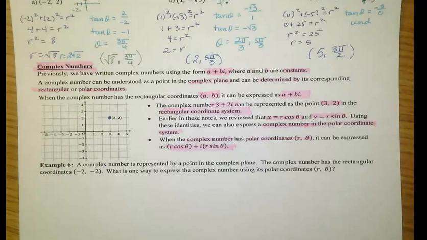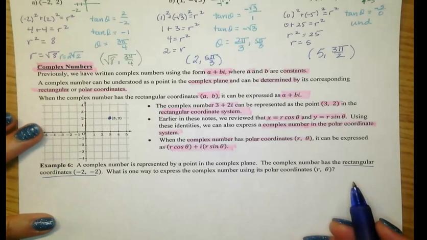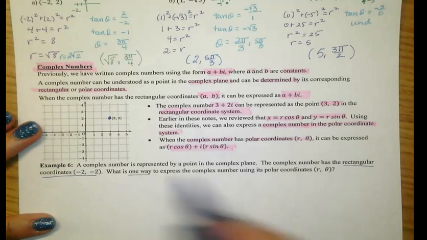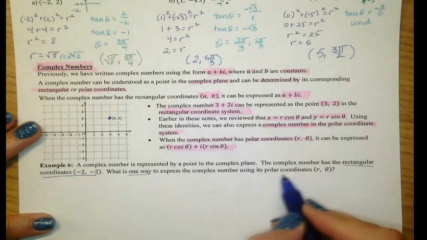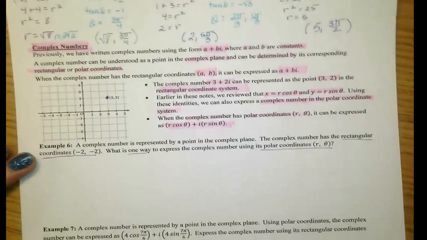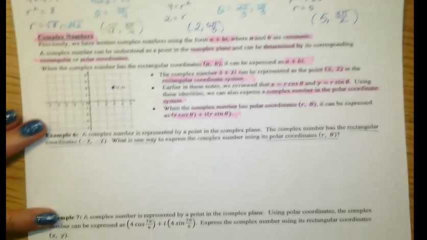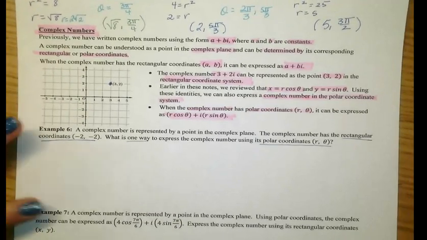The complex number has a rectangular coordinate of -2, 2. What is one way to express the complex number using the polar coordinate r theta? All right, so how we're going to work on this one is we are going to use those conversion facts, x equals r cosine theta and y equals r sine theta.